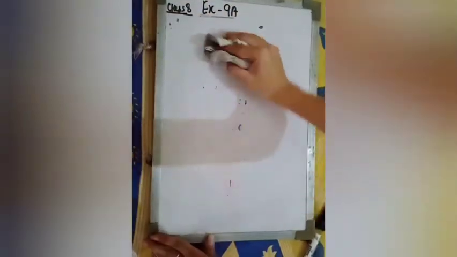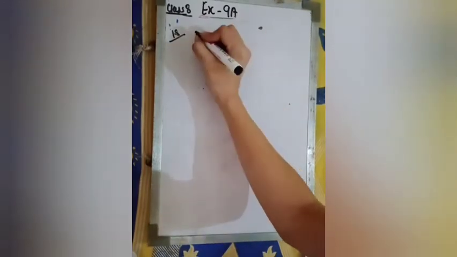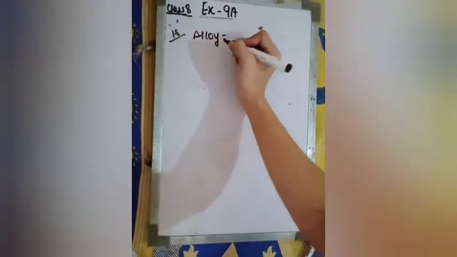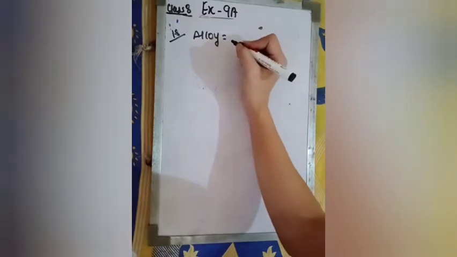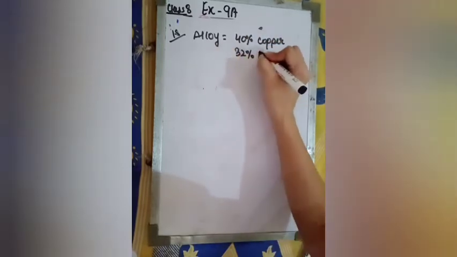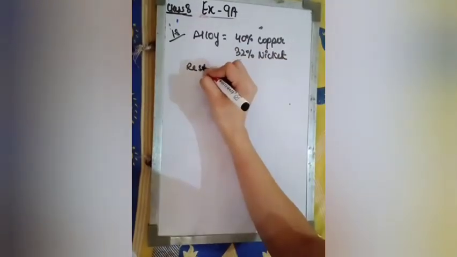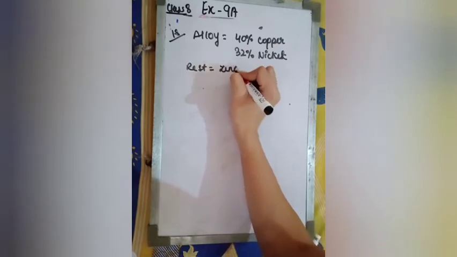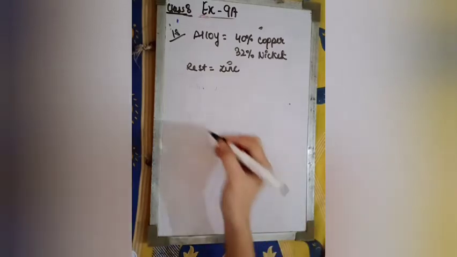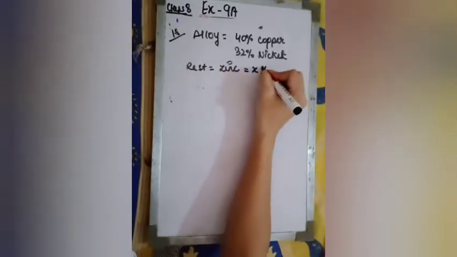First we will see question number 18. So question number 18 is saying a balanced alloy contained in a alloy. They have 40% copper, 32% nickel, and rest is zinc. Find the mass of zinc in 1 kg. So first find the percentage of zinc. Zinc कितनी होगी? Let it be x percent.